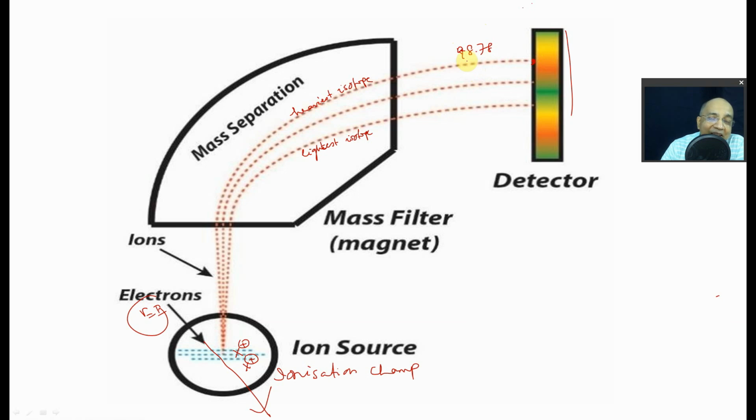This is 98.78 percent oxygen, and this is 0.02 percent, 17, and this is 0.2 percent. I am talking of oxygen. This is 16 isotope, 17 isotope, 18 isotope. So they will be producing current at the respective places of contact with the detector, and if the total current is 100%, then out of 100%, 98.78% will be that of oxygen 16.